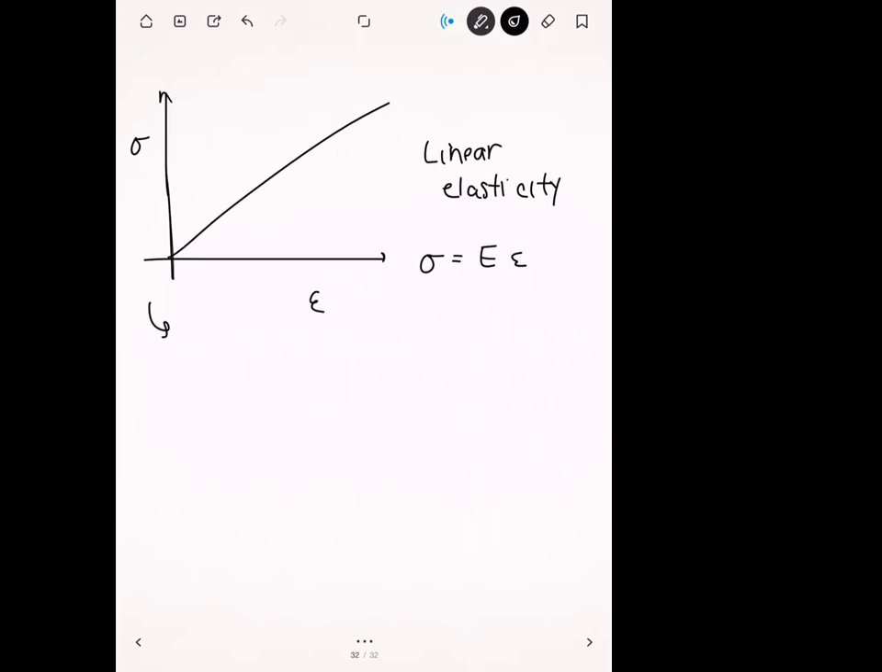And remember what we talked about on Monday is that this linear relationship in between stress and strain only really holds for a relatively small deformation.